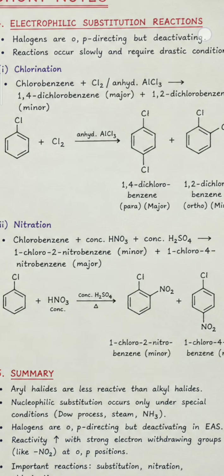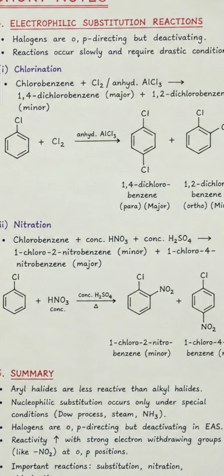Next one is nitration. When chlorobenzene is treated with concentrated nitric acid in the presence of concentrated sulfuric acid, it gives 1-chloro-2-nitrobenzene as minor product and 1-chloro-4-nitrobenzene as major product.